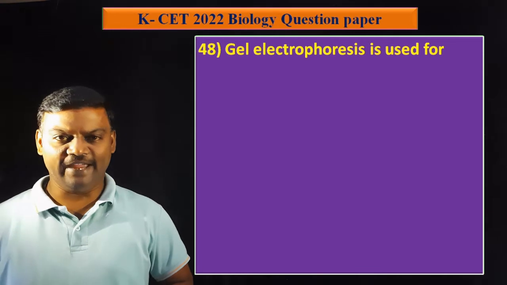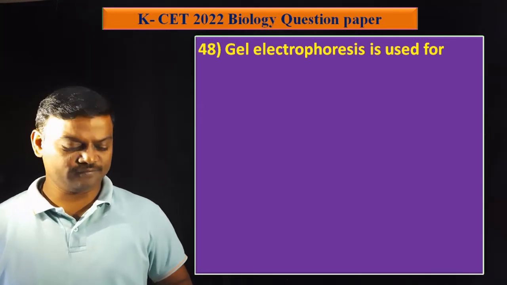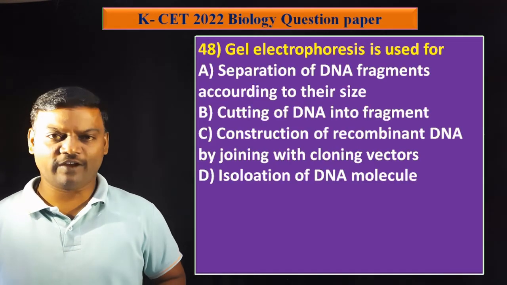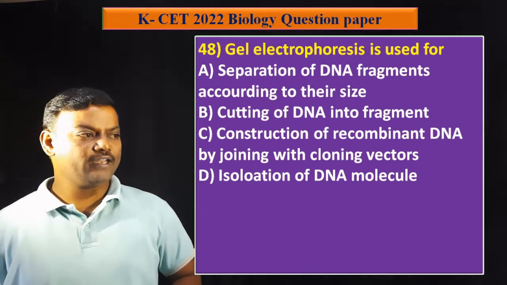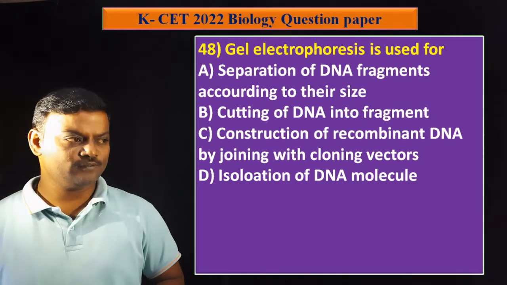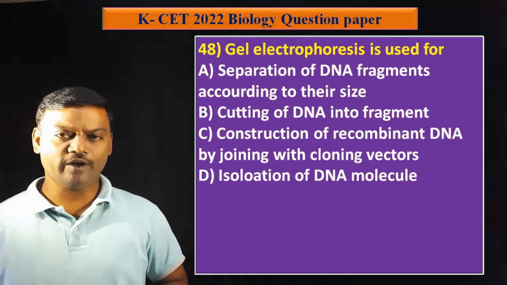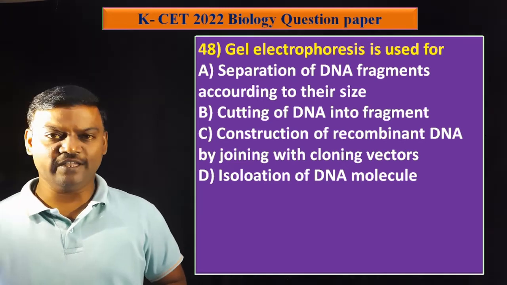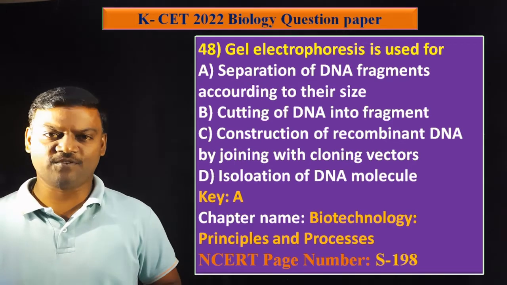Question number 48. Gel electrophoresis is used for: option A, separation of DNA fragments according to their size; option B, cutting of DNA into fragments; option C, construction of recombinant DNA by joining with cloning vector; option D, isolation of DNA molecule. In this, the correct answer is option A.